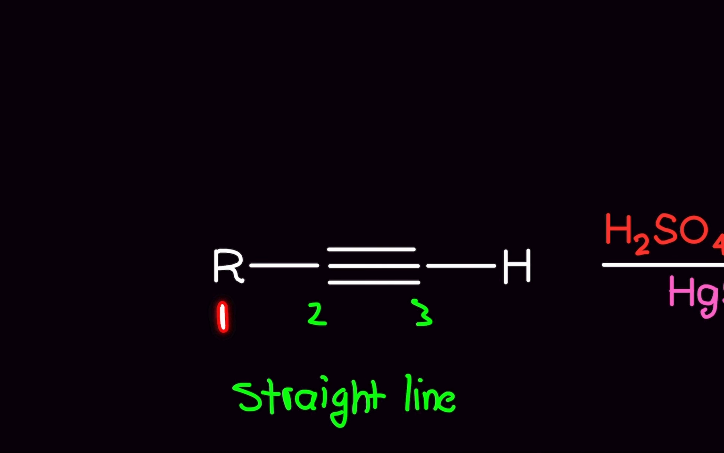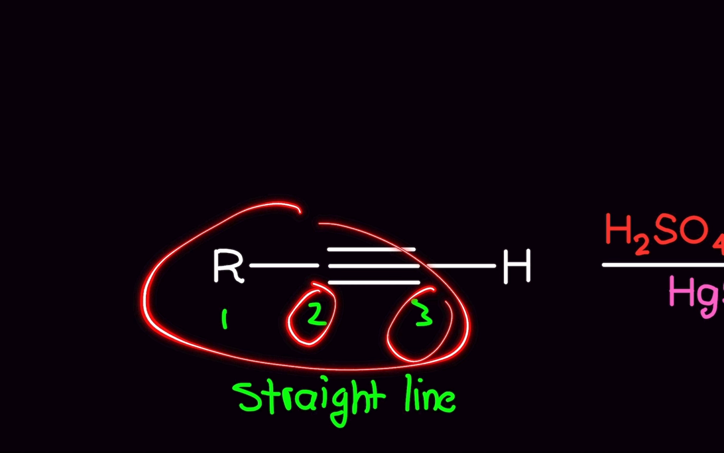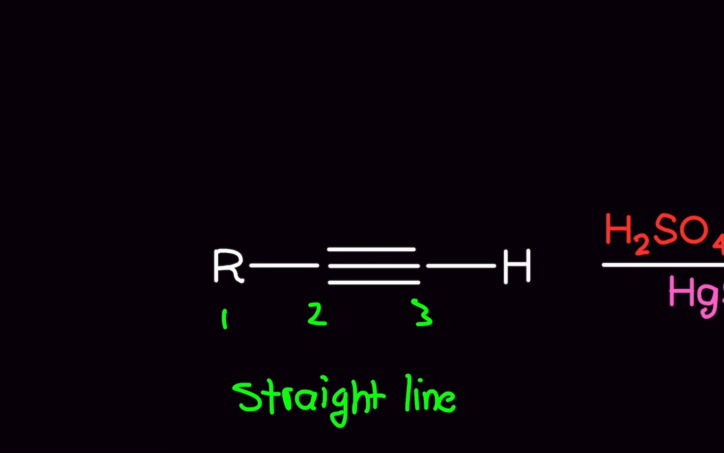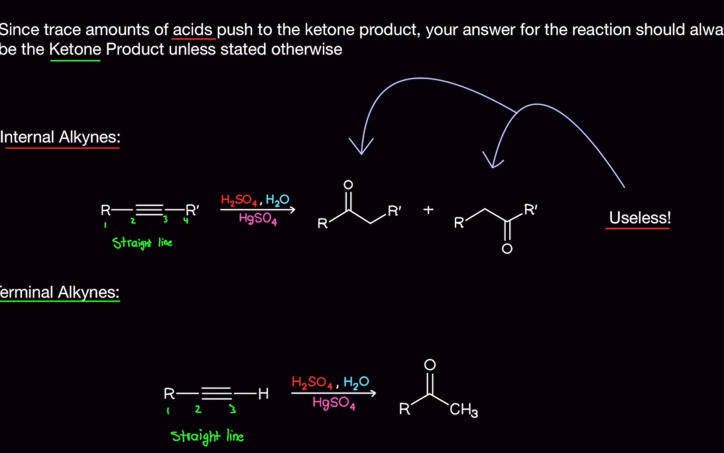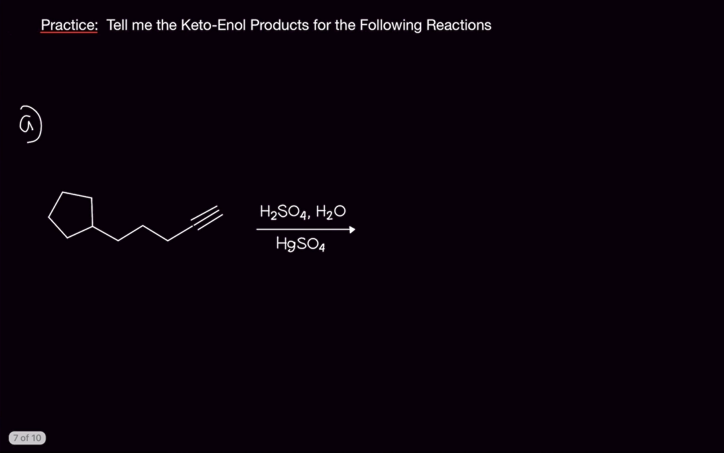This is carbon 1, this is 2, this is 3. So these 3 carbons are going to look straight to you. When you draw the molecule, they should be straight, linear. And this is not a carbon, right? This is hydrogen. So technically the molecule cuts off here. That's what it would look like. You'll see exactly what I mean very shortly.